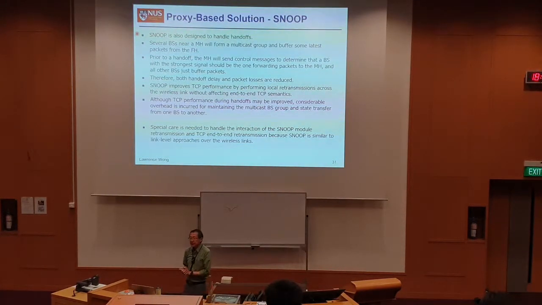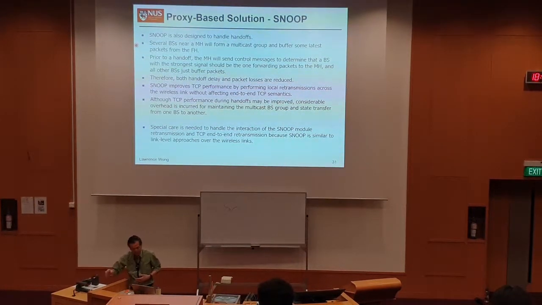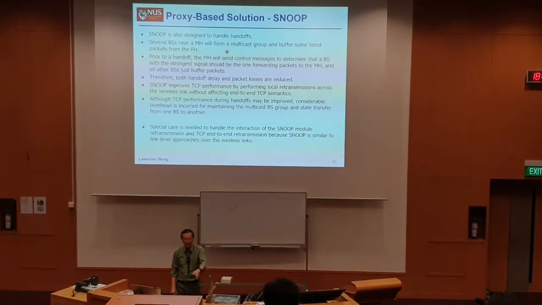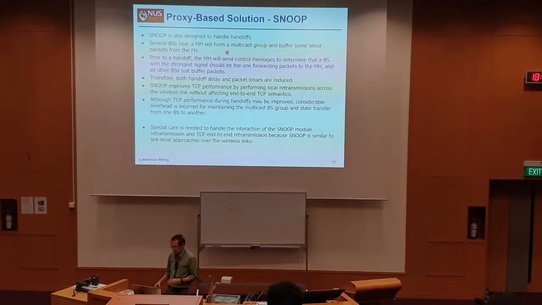So Snoop is also designed to take care of handoffs. How does it do that? Several base stations near the mobile host, maybe there's another base station here, another base station here, form a multicast group and buffer some of the latest packets from the FH, the fixed host. Prior to handoff, the MH will send out a control message to determine which base station with the strongest signal should be the one forwarding the packet to the mobile host. All other base stations just buffer the packet. Therefore, both handoff delay and packet loss are reduced.